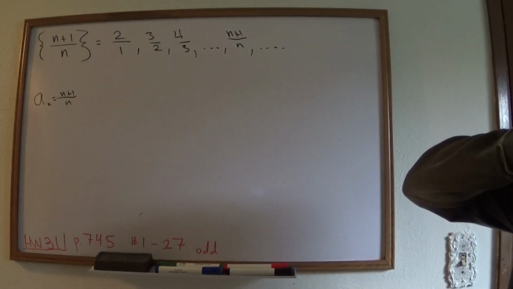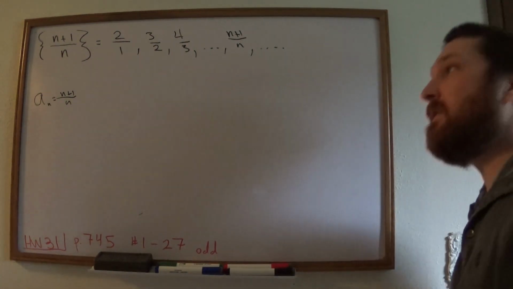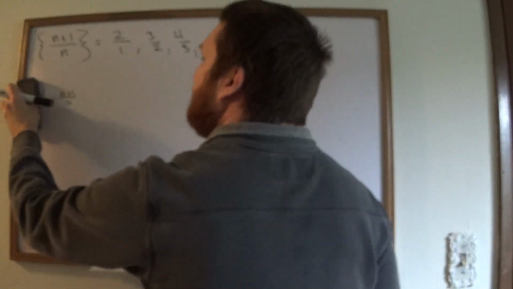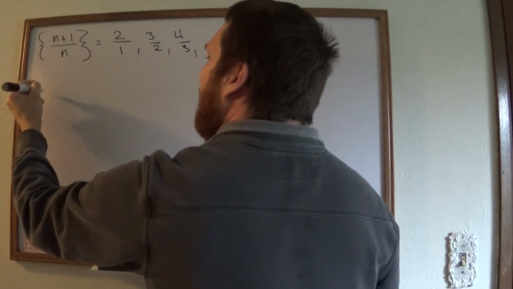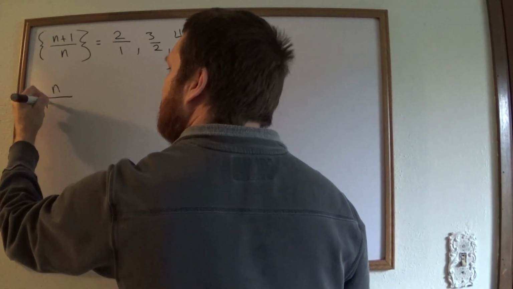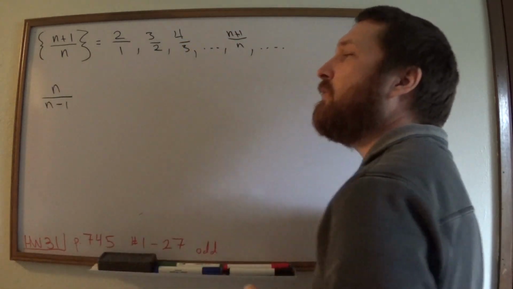Or it could be n over n minus 1. Here's the thing, I wasn't going to get into this. So here's the thing, if we had this, then it would start with 2.